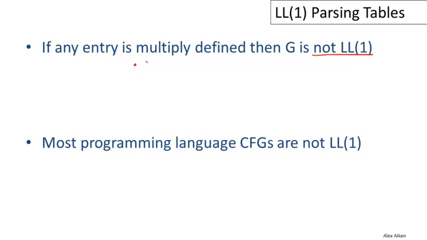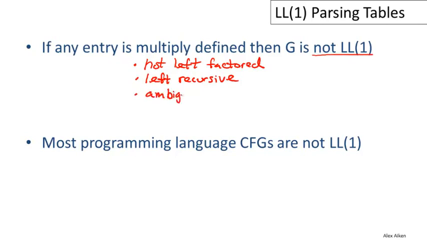Now, we do know, however, that there are certain classes of grammars that are guaranteed not to be LL1. And what are some of those? Well, any grammar that is not left factored will not be LL1. Any grammar that is left recursive will not be LL1. And any grammar that is ambiguous is also guaranteed to not be LL1. But this is not an exhaustive list. Other grammars are not LL1 too. In particular, if a grammar required more than one token of look ahead, it would not be LL1. But even that isn't a complete list. There are even grammars beyond that that are not going to be LL1.